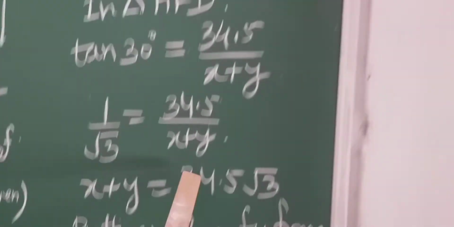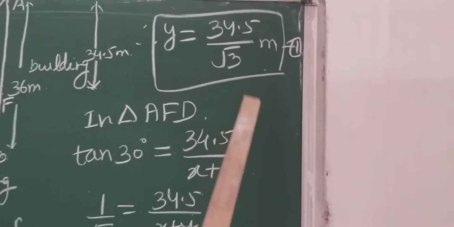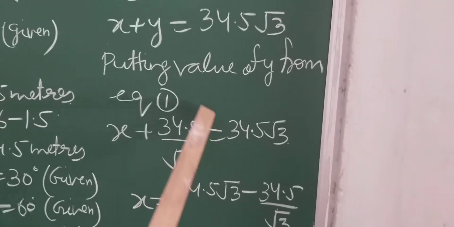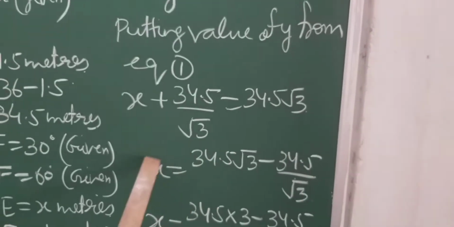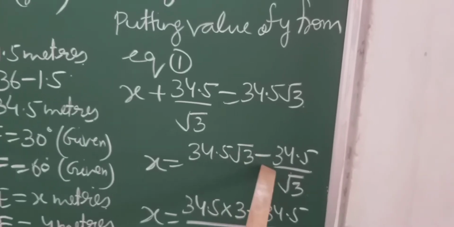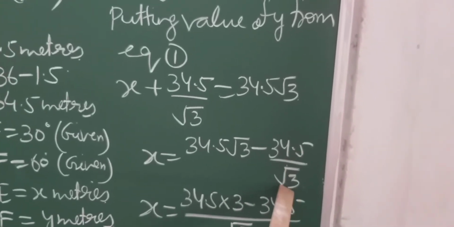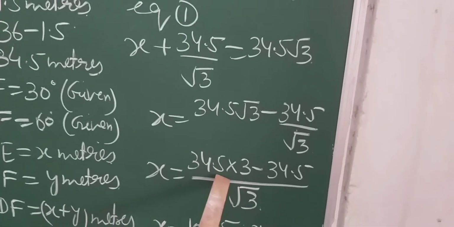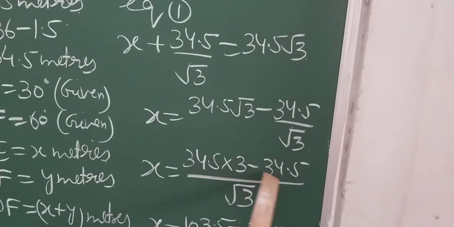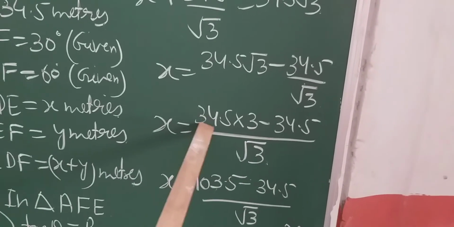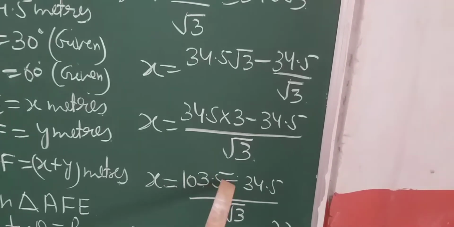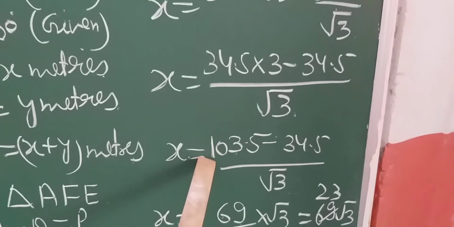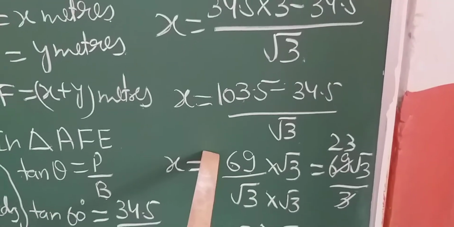Putting the value of Y from equation 1, this value we will put here at the place of Y. Now this value transpose this side. So X equals 34.5 root 3 minus 34.5 upon root 3. Let us take LCM. LCM is root 3. So it will be 34.5 root 3 minus 34.5. So 34.5 into 3 is 103.5 minus 34.5 upon root 3. So when we subtract, we get 69 upon root 3.